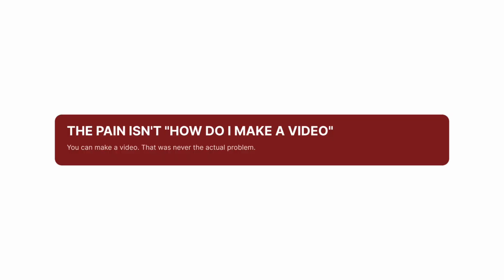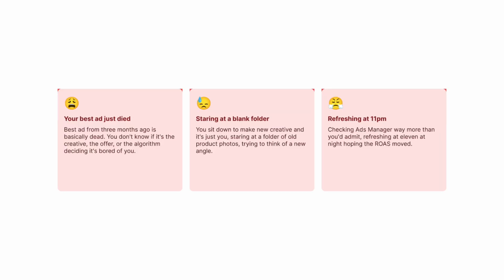If you're running a dropshipping brand and buying your own Meta ads, you already know the actual pain here. It's not how do I make a video. You can make a video. The pain is more like this. Your best ad from 3 months ago is basically dead now. It just stopped converting, and you don't know if it's the creative, the offer, or the algorithm deciding it's bored of you. So you sit down to make new creative, and it's just you. Maybe you, staring at a folder of old product photos trying to think of a new angle. And even if you come up with something, to shoot it or pay for it, and by the time it's done, you've spent a day and a half on one.